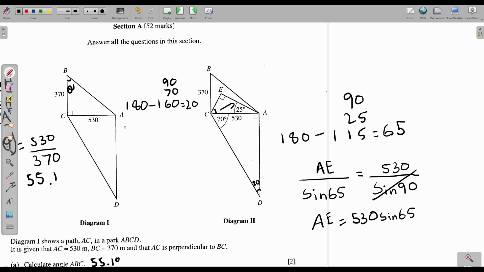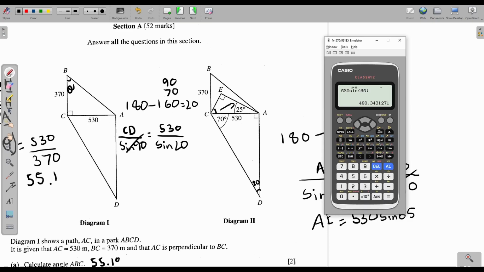So CD over sine of 90, since this is the opposite of CD, is going to be equal to 530 over the sine of 20. Now sine 90 is equal to 1, so we can just get rid of that, and let's do 530 over the sine of 20. That gives us 1549, or we can just do 1550.